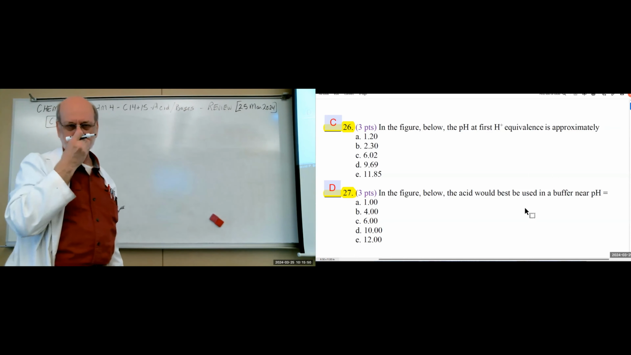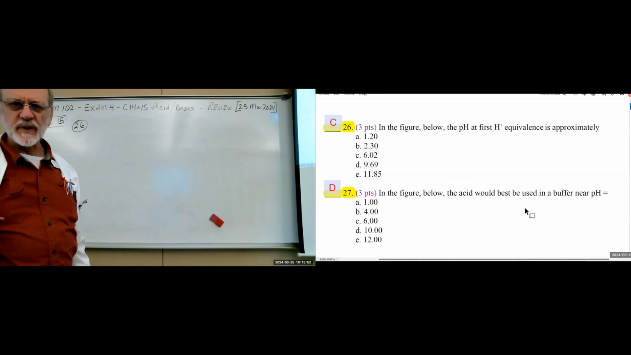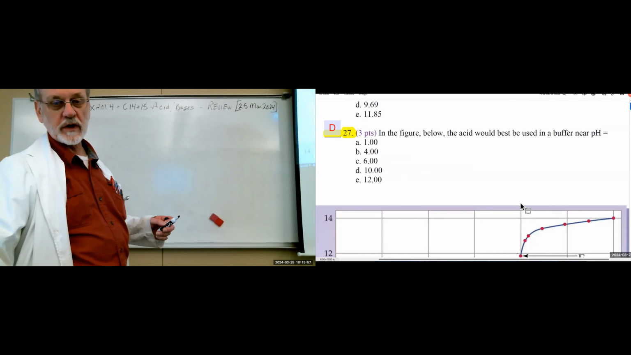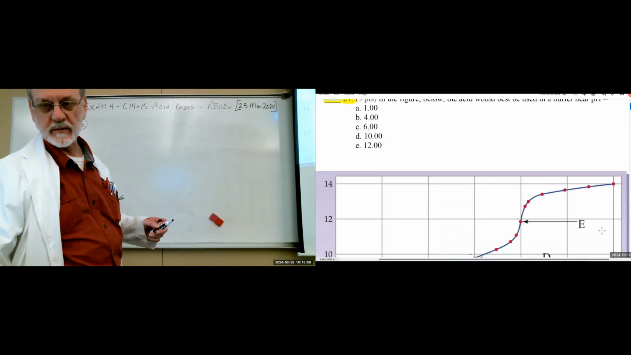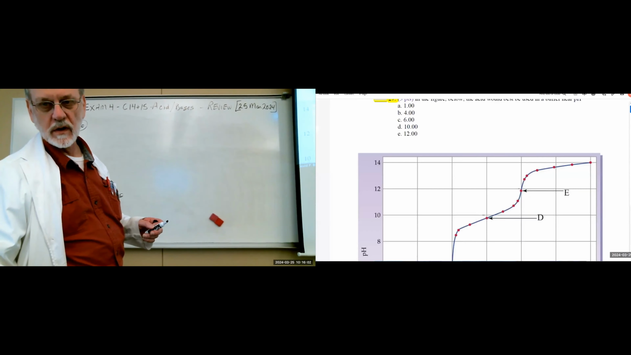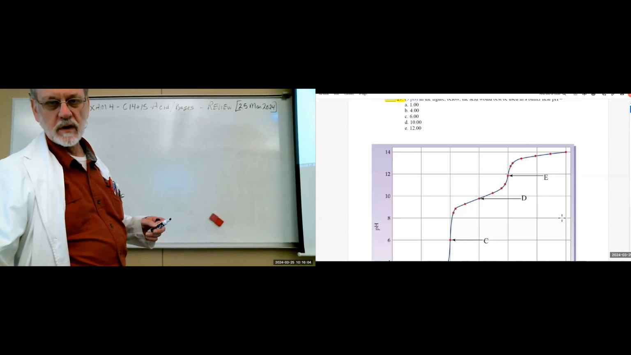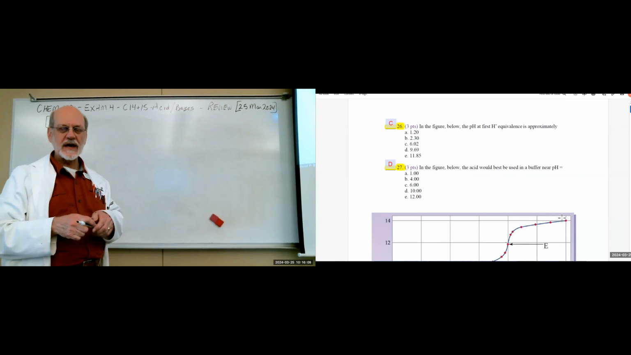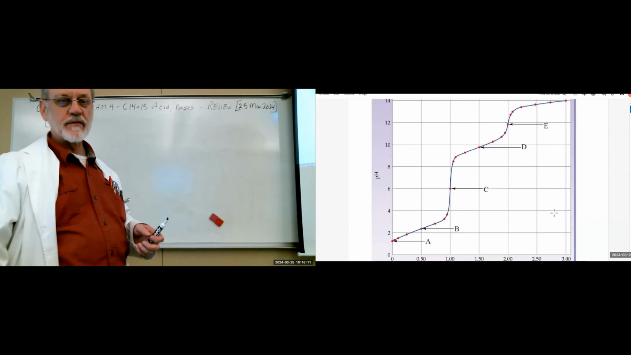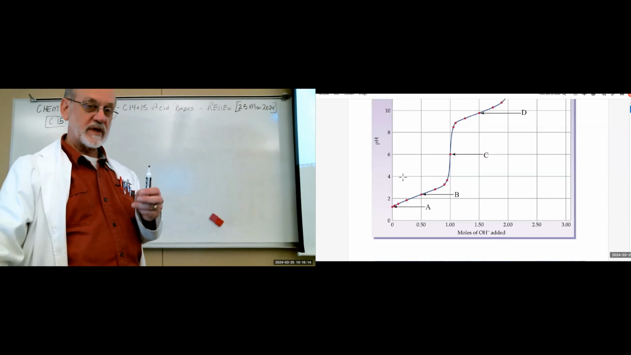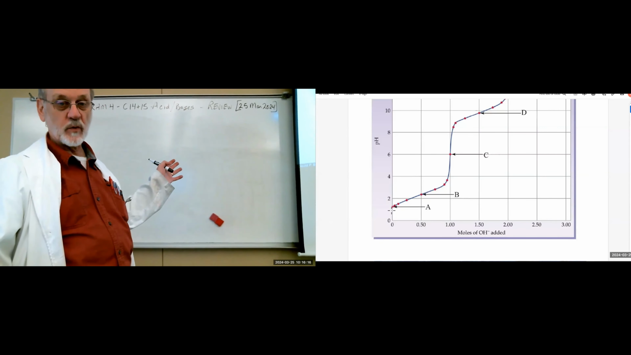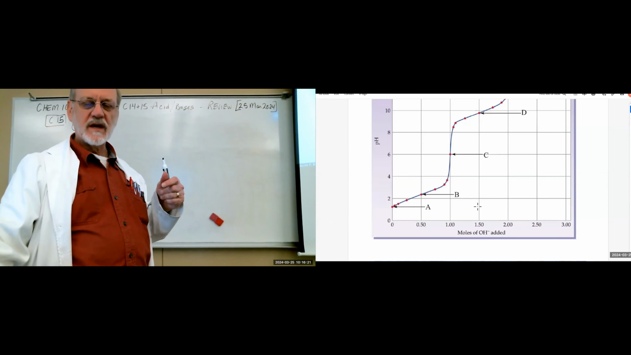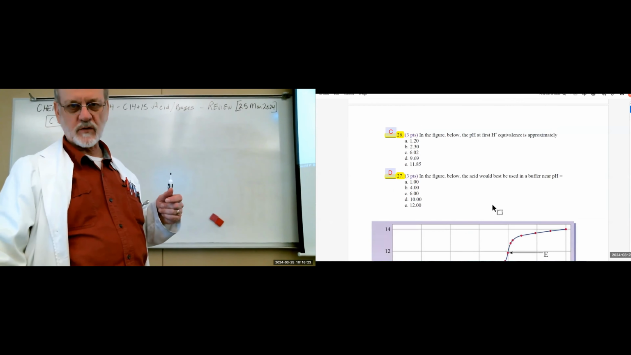So let's do these. In the figure below, the pH at first hydrogen equivalence is approximately, all right, so we're working from this diagram right here. So let me shrink it so we can see more. So what's the pH at first hydrogen equivalence? If you're starting off with an acid, that means no base added. You're going to be way down here in this low pH. So what's the pH at first hydrogen equivalence? Isn't that the question?